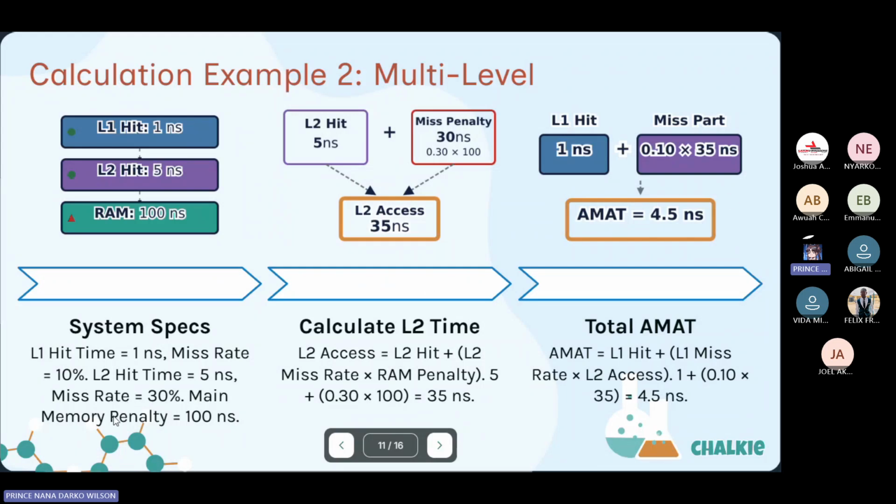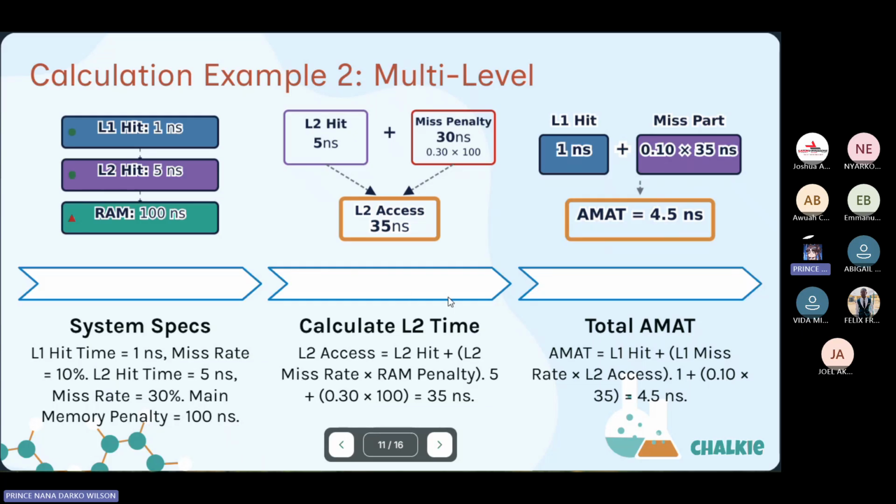So let's look at the actual calculations on this side. The level 1 hit time is equal to 1 nanosecond. The miss rate has been given to be 10%. Level 2 hit time is 5 nanoseconds. The miss rate has been given to be 30%. The main memory penalty, if we go to the main memory, will be 100 nanoseconds.